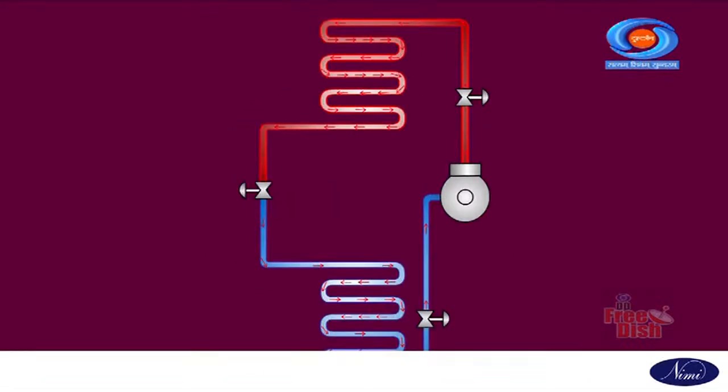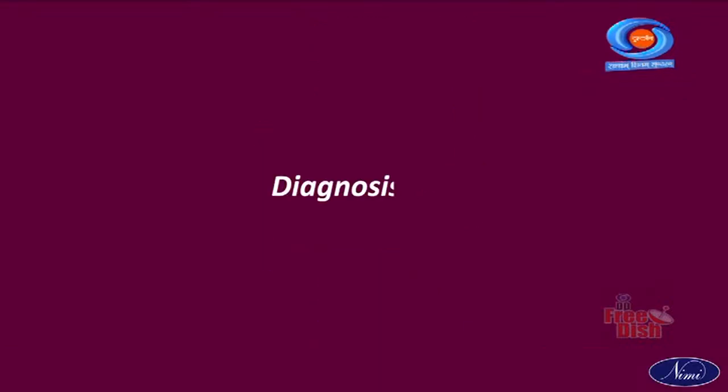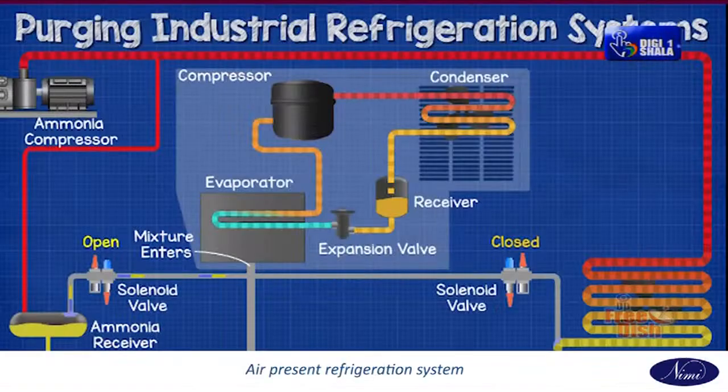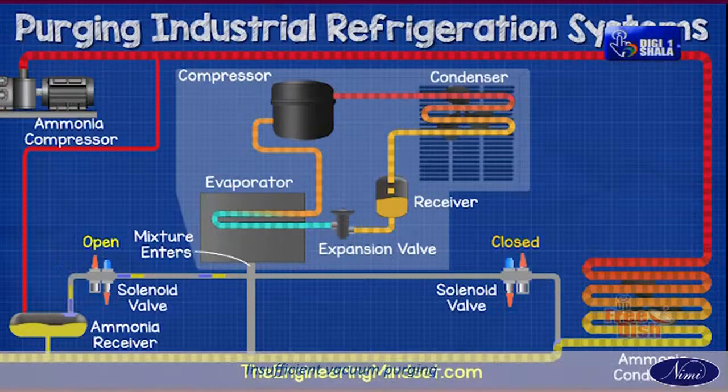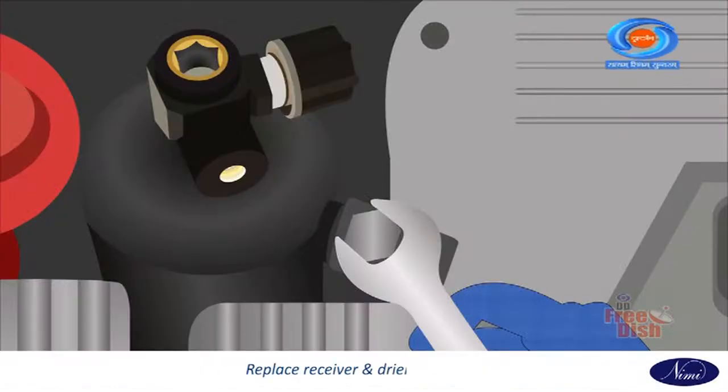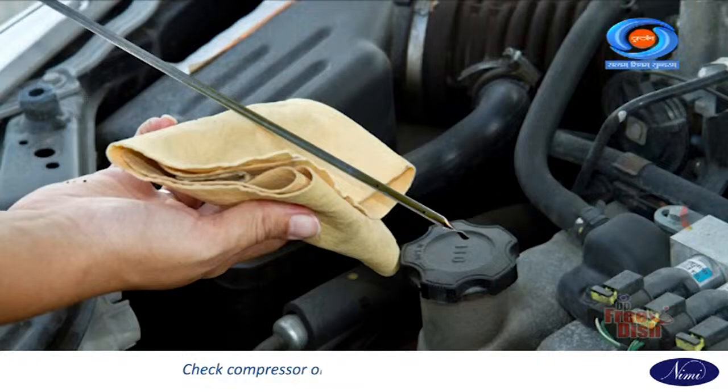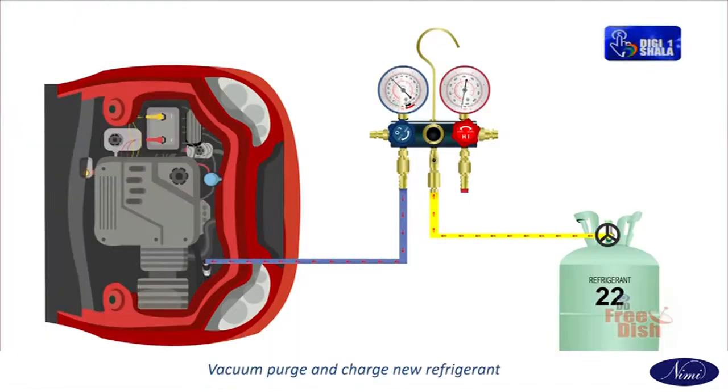Probable cause: air entered the refrigeration system. Diagnosis: air present in the refrigeration system due to insufficient vacuum purging. Remedy: replace the receiver and dryer. Check the compressor oil to see if it is dirty or insufficient. Vacuum purge and charge new refrigerant.